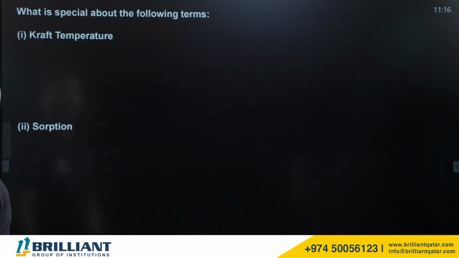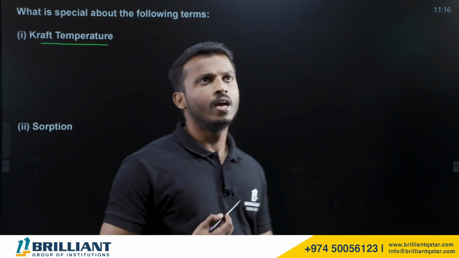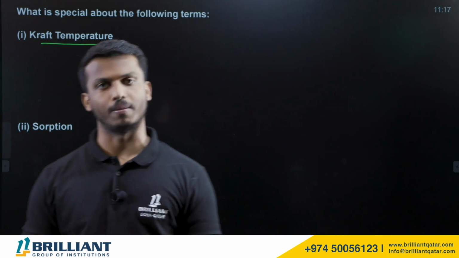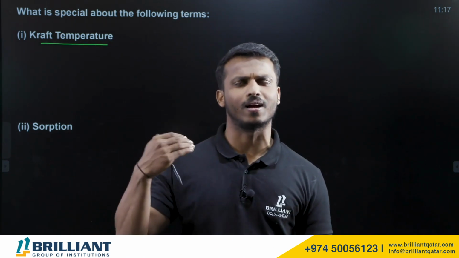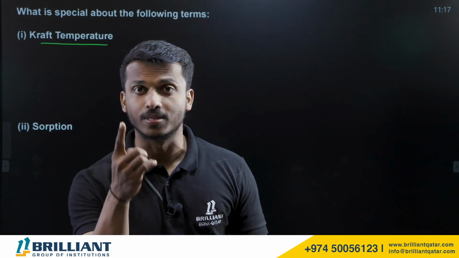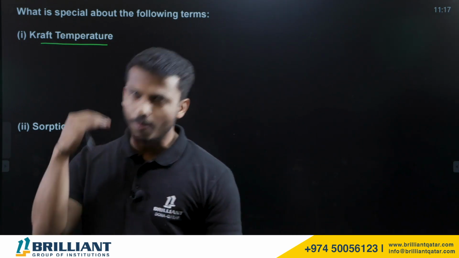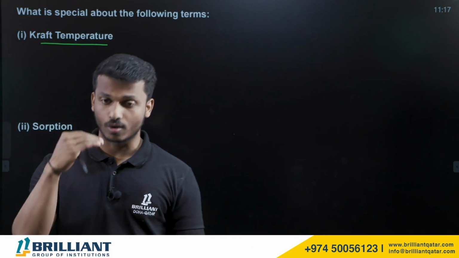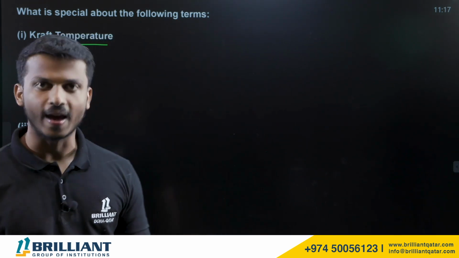Next. What is special about the following term? Already discussed, dear students, Kraft temperature. Can you tell me what is Kraft temperature? The temperature above which micelle formation can happen is called Kraft temperature. In the previous session we discussed one more topic, CMC, critical micelle concentration. Kraft temperature is the temperature above which micelle formation can happen, whereas CMC is the minimum concentration above which micelle formation can happen.